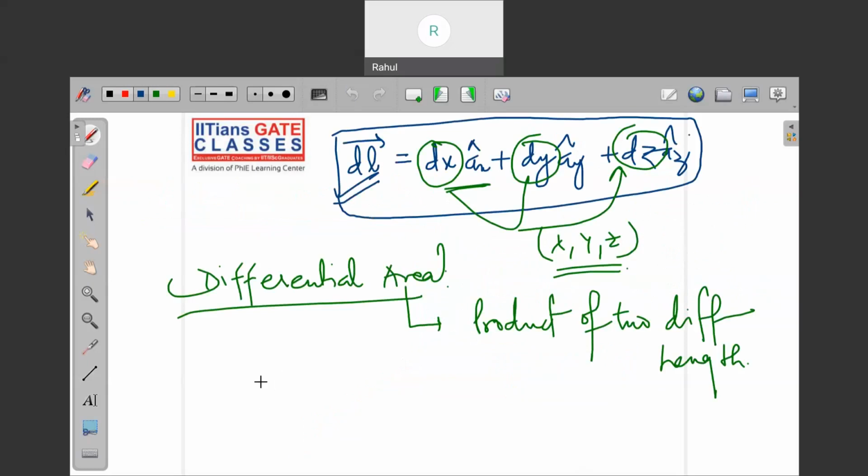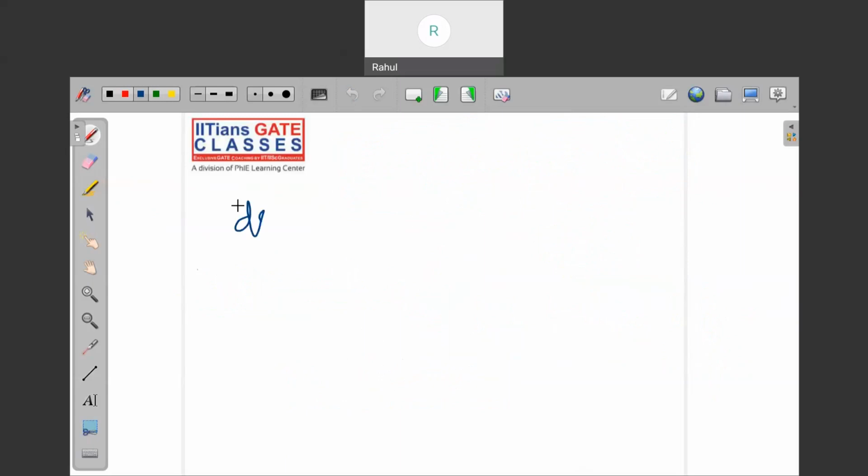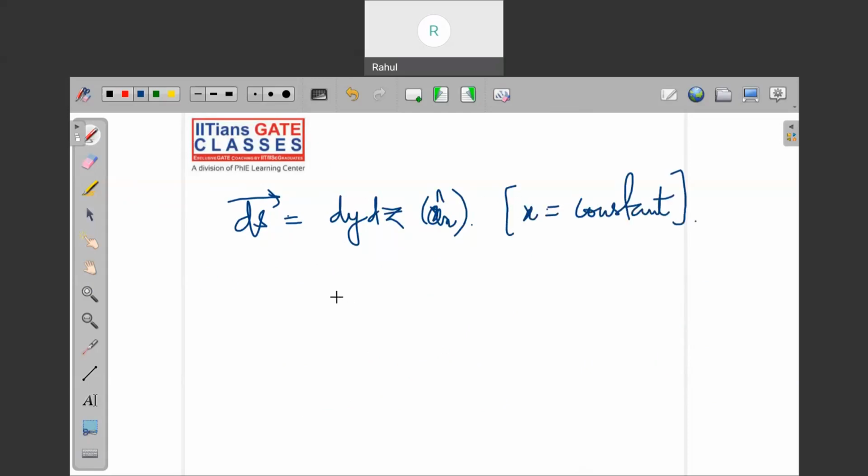So differential length will be what? The product of two lengths. So you have got dx in the x direction, dy in the y direction, and dz in the z direction. So what you can do here is write the ds vector. The ds vector, if the normal is ax cap, or x is constant here, right? So you can say that dy dz will be the differential surface area. Here the x is considered to be constant, or fixed, you can say.